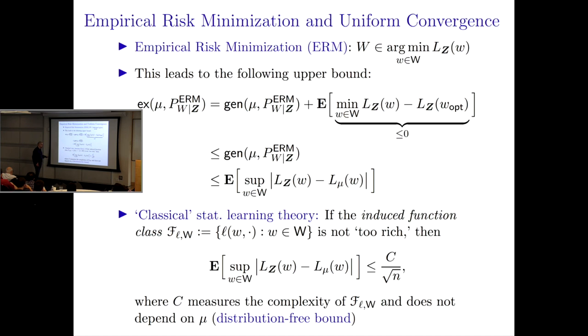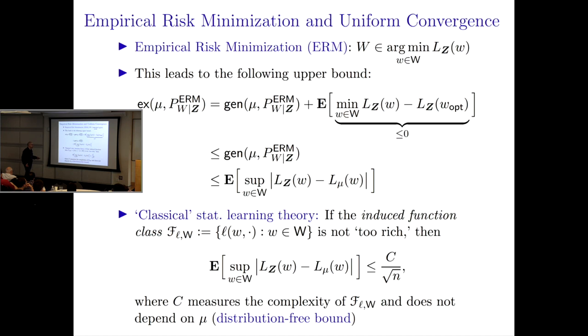These are functions. If I fix a W, then I end up with a real-valued function of the data. That's just the loss with that W. And this function class has to be, quote unquote, not too rich. There are ways of doing it that ultimately amount to doing something like a union bound on multiple scales, and then adding the results appropriately.